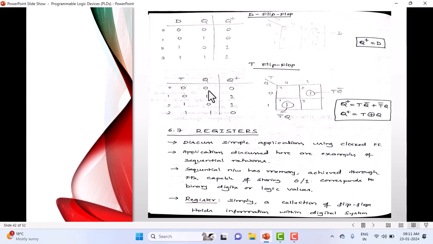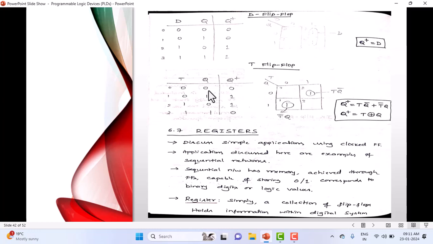It's simple. So, a flip-flop is capable of storing 0 or 1. It corresponds to binary digits or a logic network. These are called sequential networks. A sequential network has got memory. It can store. Memory is achieved through flip-flops, and a flip-flop can store 0 or 1. That's nothing but a binary digit.